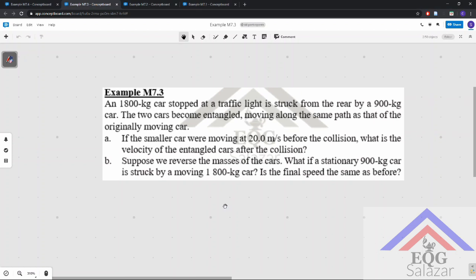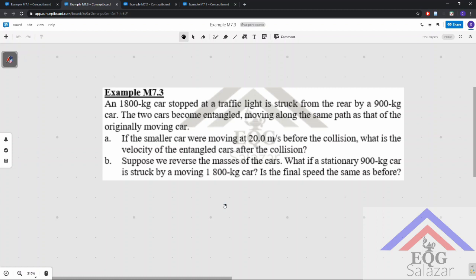Example M7.3, a 1,800 kilogram car stopped at a traffic light and is struck from the rear by a 900 kilogram car. The two cars become entangled, meaning they get stuck together, moving along the same path as that of the originally moving car. So A, if the smaller car were moving at 20 meters per second before the collision, what is the velocity of the entangled cars after the collision?